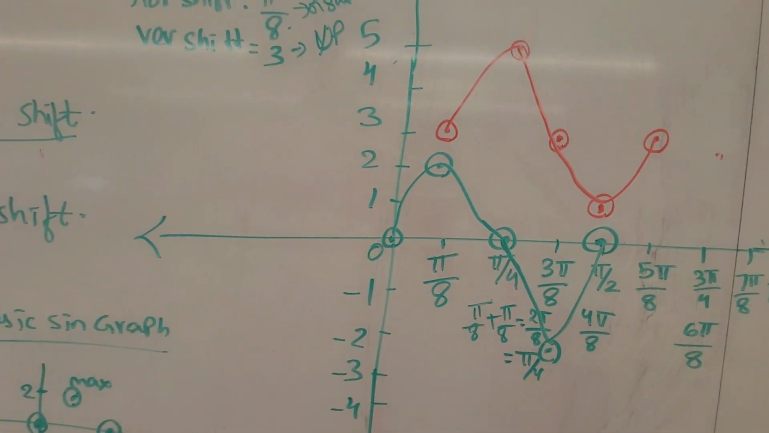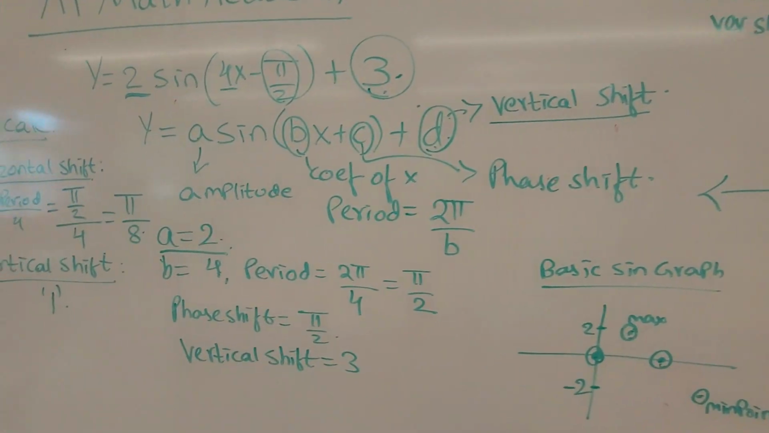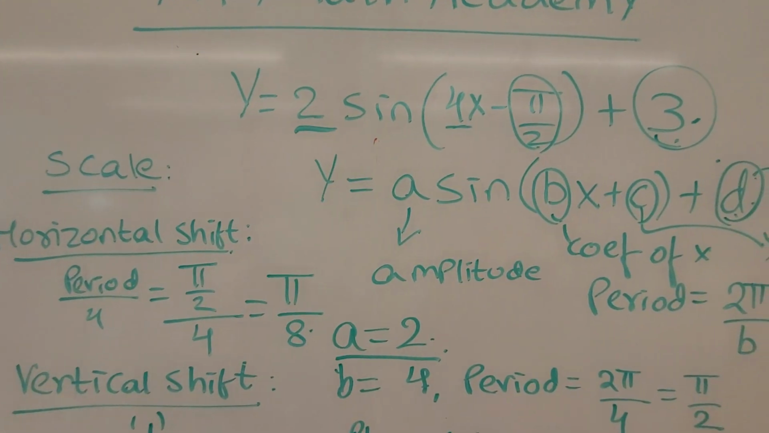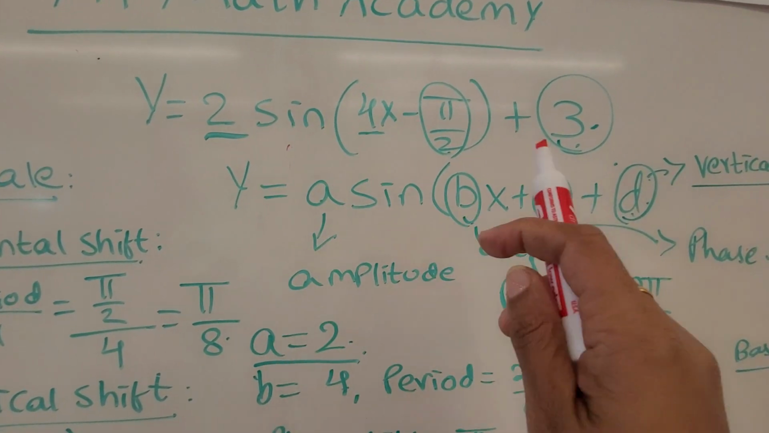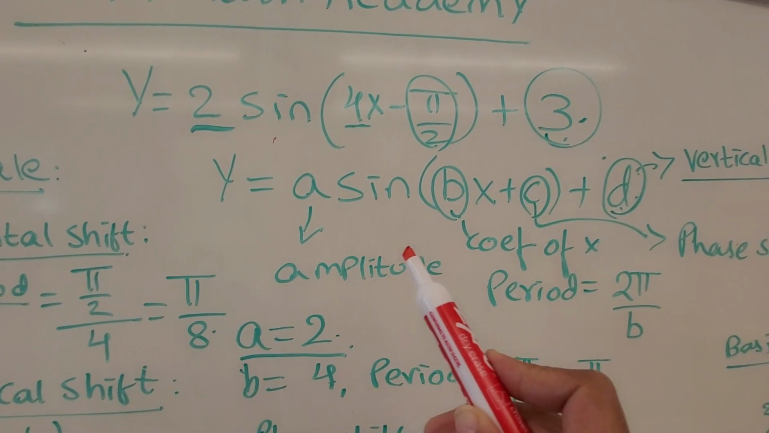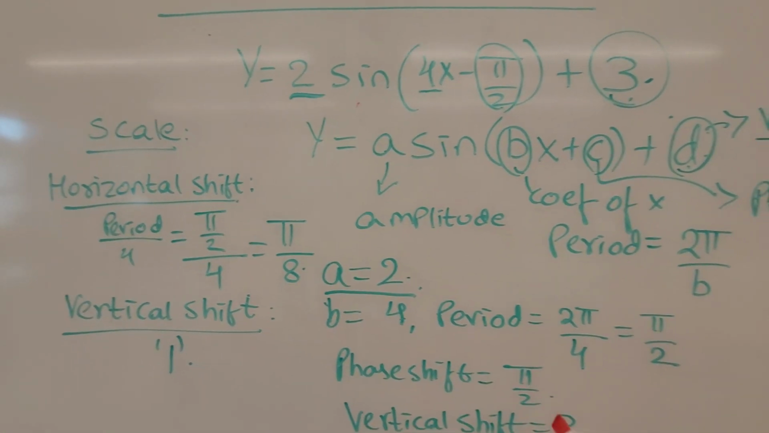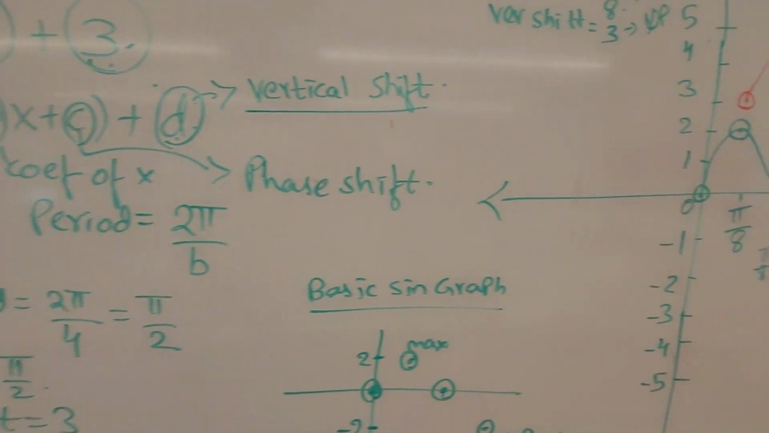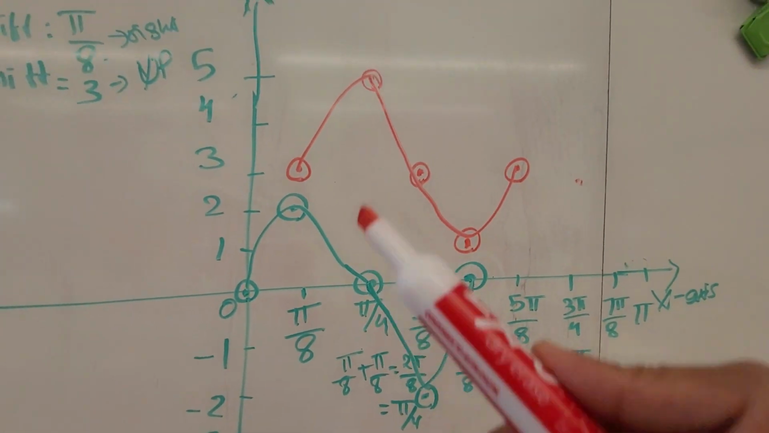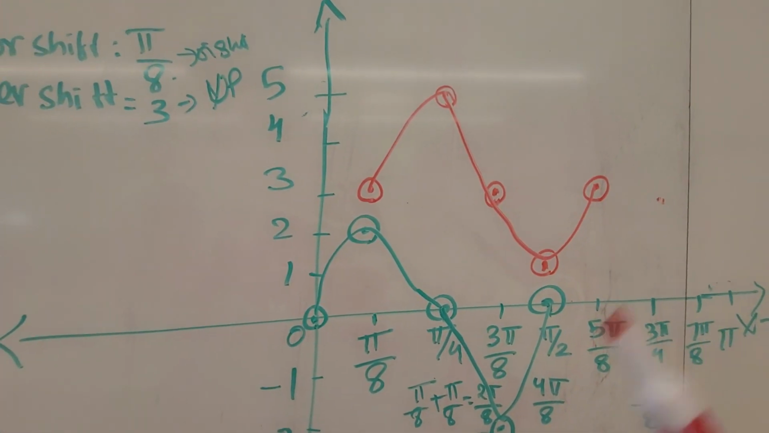So this is how you draw it, and let me explain the entire thing once again for you. This is my graph, and I found my amplitude, phase shift and everything here. And here I drew my standard graph and then the shifted graph. So thank you.